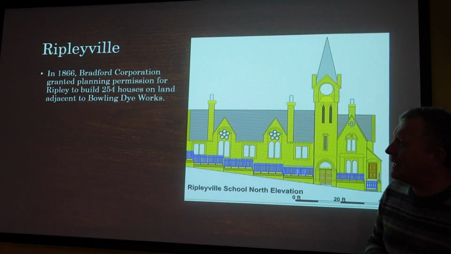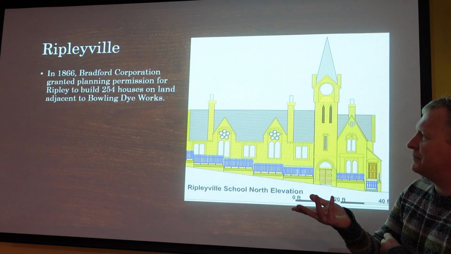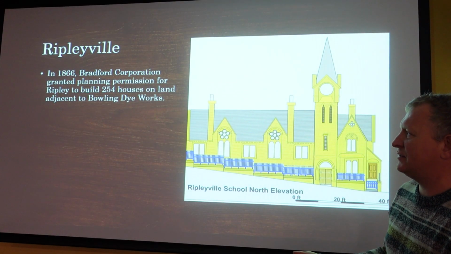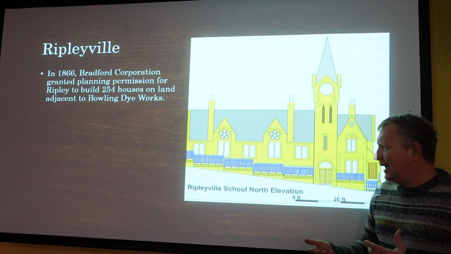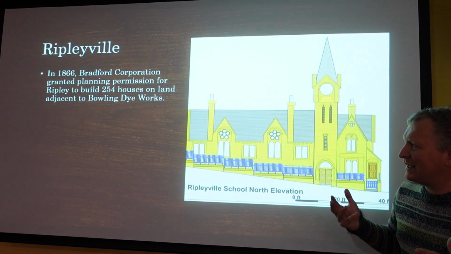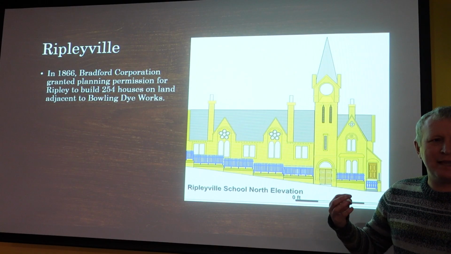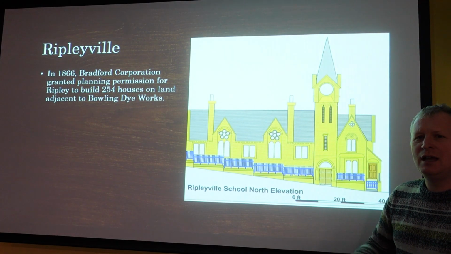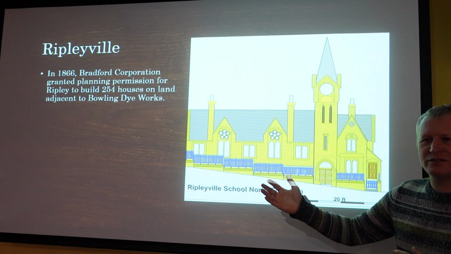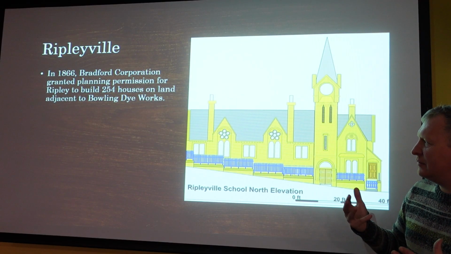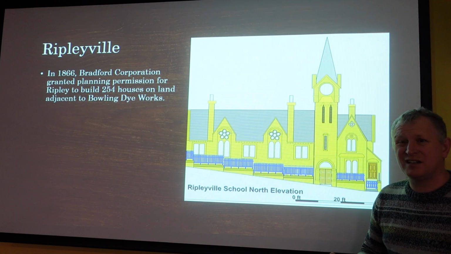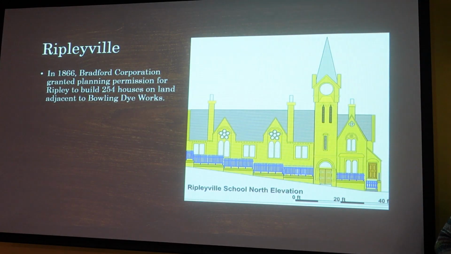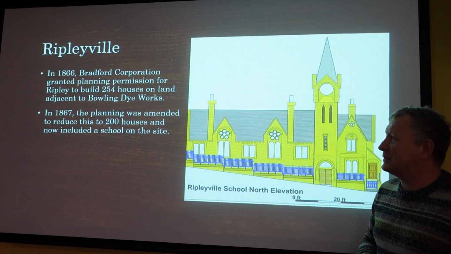So, 1866, Bradford Corporation granted planning permission for him to build 254 houses on this land that was adjacent to the Bowling Dye Works. This is a time when all the neighbourhoods that we've talked about before have a mix of densely packed back-to-back terraces, and mills and factories practically next door. Nearly everybody will have just walked a short distance to work from home. So the idea of having housing so close to the dye works wasn't controversial at all. In this setting, it was regarded as pretty common and usual. It's not something I would particularly like myself.